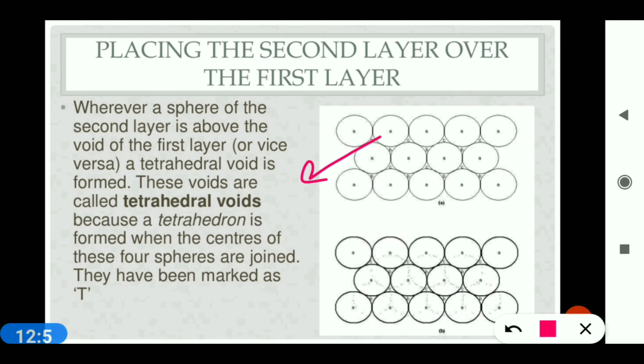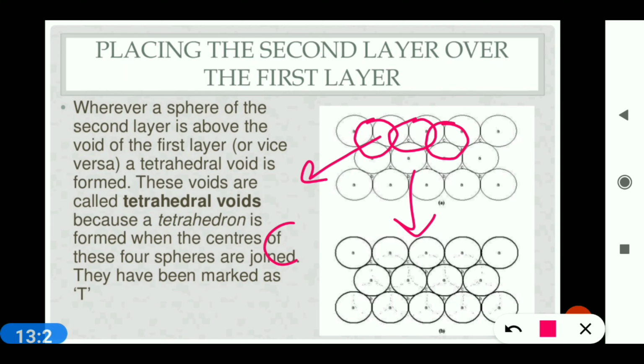Now the next particle will come over the void. So particles will arrange in this way, over the void, over the void, over the void. You can see in the downward diagram. So wherever a sphere of the second layer is above the void of the first layer, a tetrahedral void is formed.